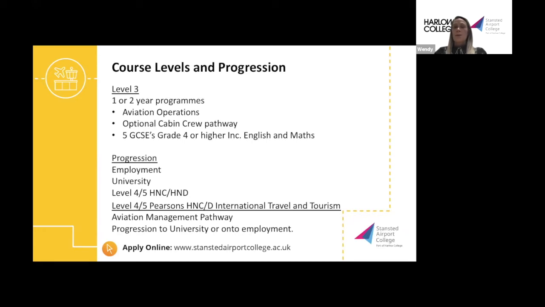You can also progress onto our level 4 or 5 higher national diploma in international travel and tourism. This is a higher education qualification offered straight from Stansted Airport College, and we offer the aviation management pathway. So individuals looking to move into either supervisory or management roles across the airport, it would be a fantastic opportunity for them to study this programme on completion of their level 3 programme.